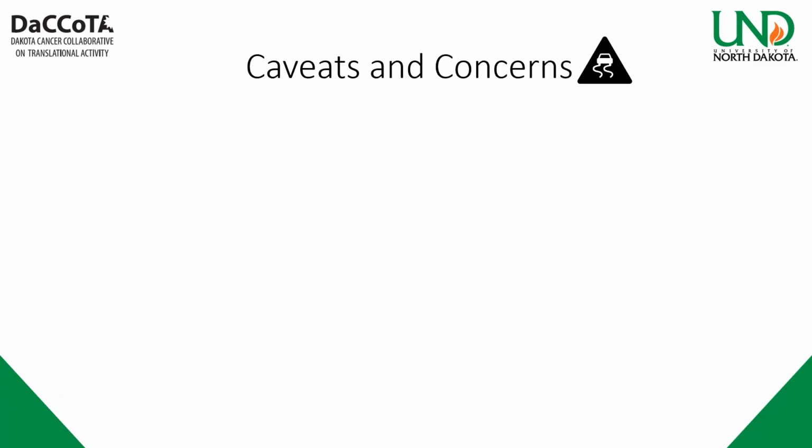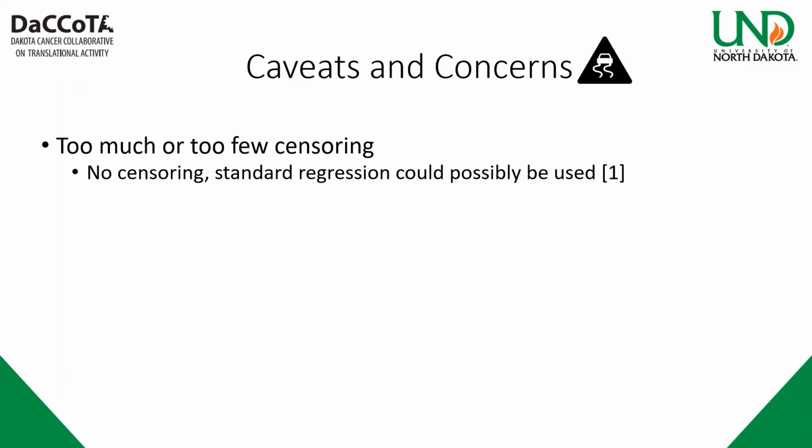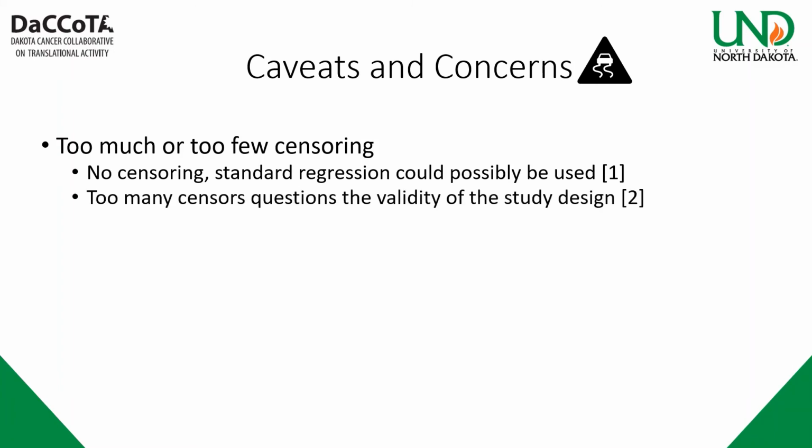So with that, let's have some caveats and concerns. Make sure we're not getting too big for our britches, me included, me especially. If your survival data has too much or too few censoring, that can be problematic. If there's no censoring at all, like our dinosaur data, you could really just do something like standard regression, or, as I mentioned earlier, a cumulative empirical distribution function or whatnot. So you might not even need survival analysis if you don't have censoring. If you have too many censored observations, it really questions the validity of the study design.